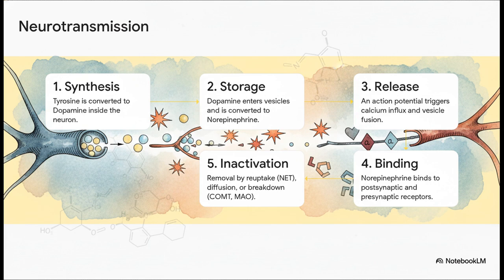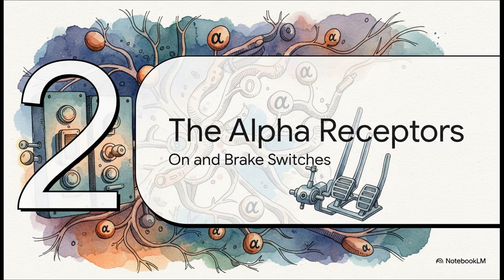Finally, step 5, inactivation. The signal can't go on forever, right? So norepinephrine gets cleared out. It's either sucked back up into the neuron by a transporter called NET, or it gets broken down by enzymes like COMT and MAO. Okay, so we know how the message gets sent. Now let's talk about where it's received.